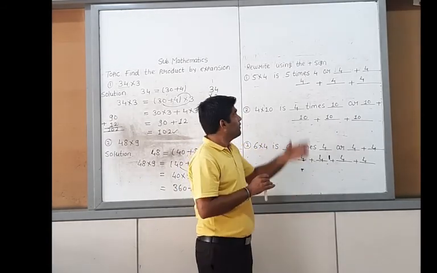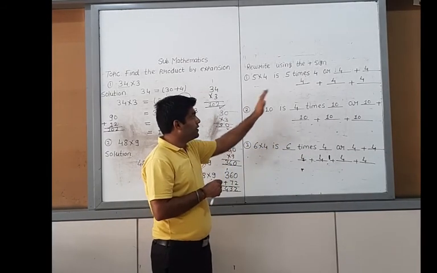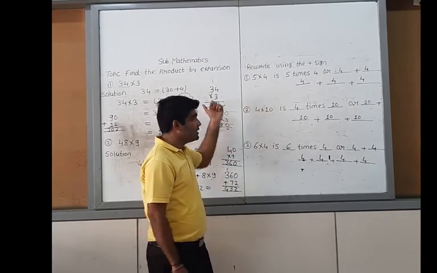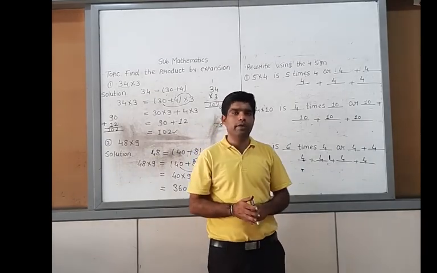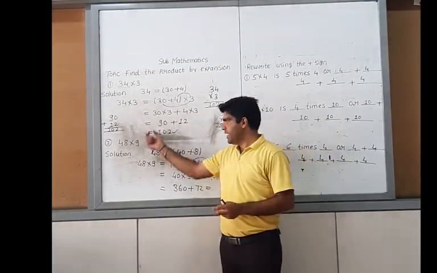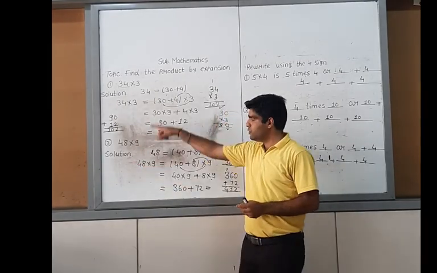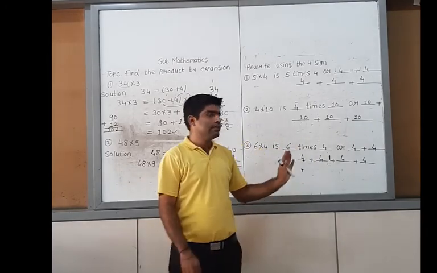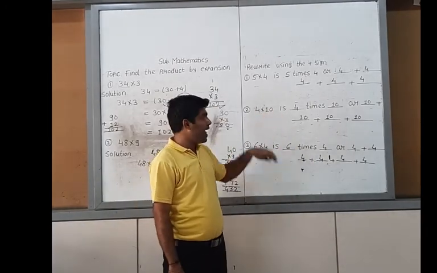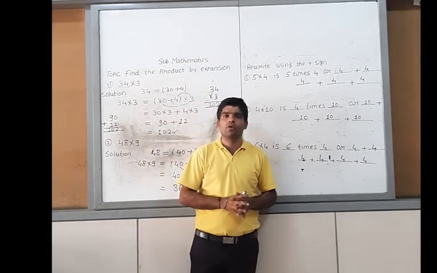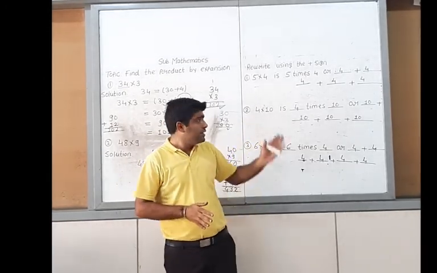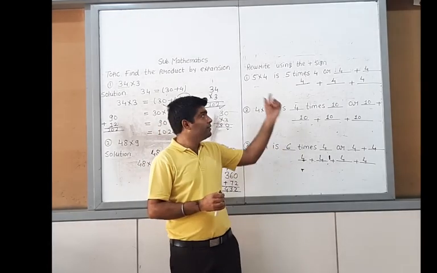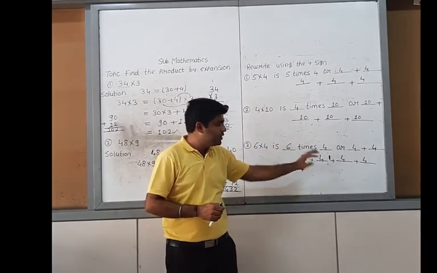This is the way we have to rewrite using the addition sign. We have to use the addition sign. This example is based on finding the product by the expansion method. We have to use the expansion method. These two examples are based on finding the product by the expansion method, and this example is based on rewriting using the addition sign. Hope everyone understood the concept of finding the product by the expansion method and rewriting using the addition sign.